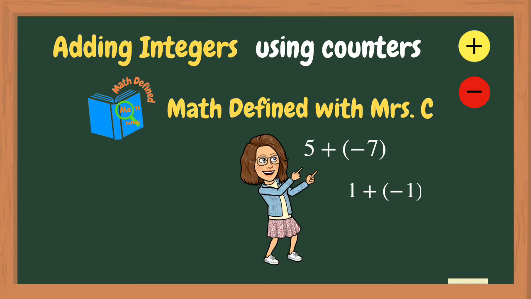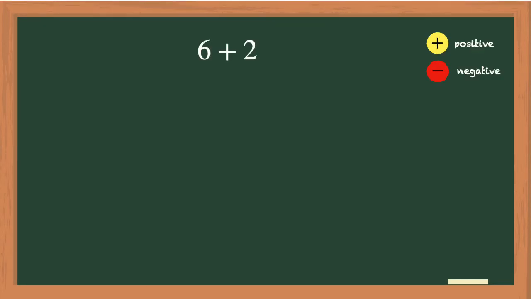So let's get started. I'm going to start with this super easy expression. In fact, I'm sure that you already know that the answer to 6 plus 2 is 8. But the reason I am starting with this expression is to show you how to use the counters and so that you can begin seeing a pattern of adding integers that will help you understand the two rules that I'm going to show you in a few minutes. These two rules will help you add integers without having to use the counters.